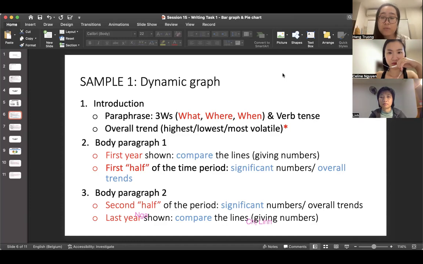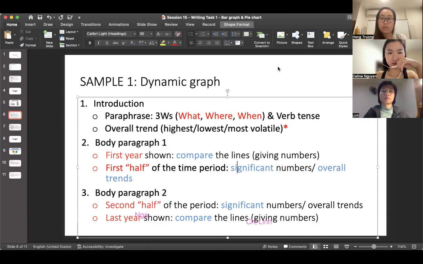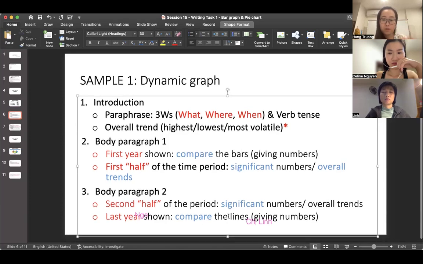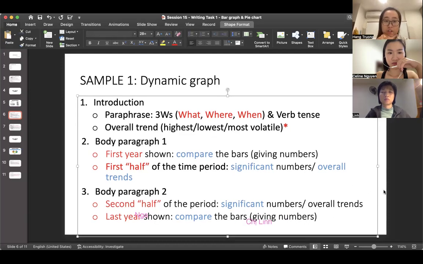Peak, upward trend. Okay. Compare. Sorry, this is not supposed to be lines. This is wrong. Compare the bars. Okay, so very good job.